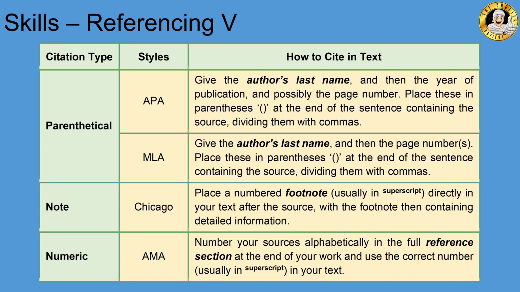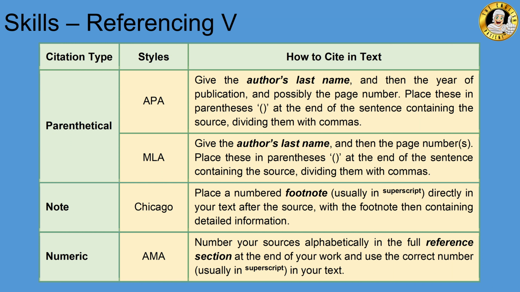Now you place these in parentheses at the end of the sentence containing the source. So you'll have the author's last name followed by a comma and then the year of publication, dividing them with a comma. For MLA style, you'll give the author's last name and then the page number. Place these again in parentheses at the end of the sentence containing the source, once again dividing the two with commas.